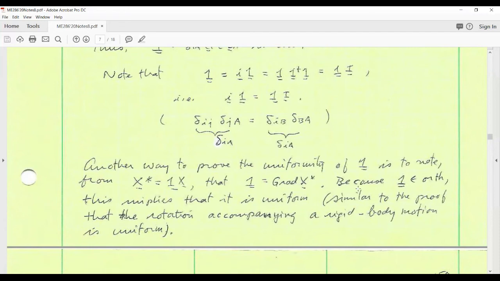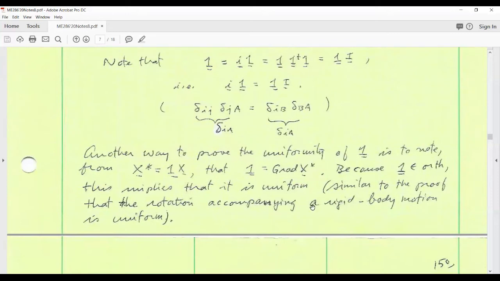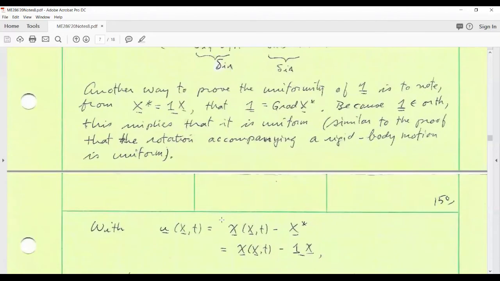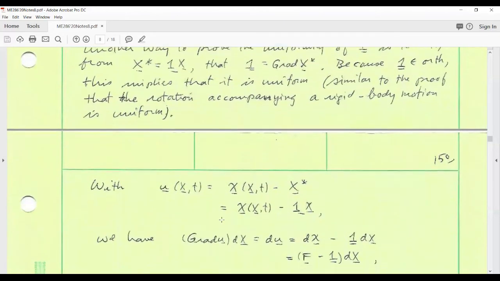In books on continuum mechanics, for example, Gurtin's book, you can see a nice proof that if you have an orthogonal tensor which is a gradient of something, then that orthogonal tensor must be uniform. And that's effectively identical to the proof that you've seen in continuum mechanics that a rotation accompanying a rigid body motion is necessarily uniformly distributed. Right? So that's maybe a more sophisticated demonstration that the shifter is uniform.